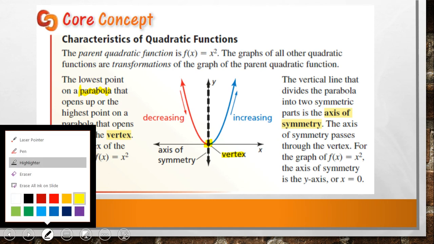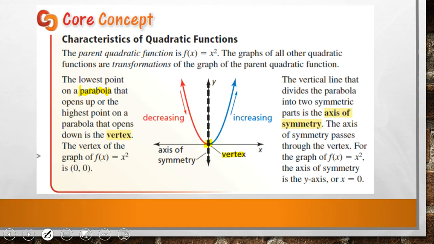Okay? Now we also have this thing called the axis of symmetry. The axis of symmetry is an imaginary vertical line that divides the parabola into two symmetric parts because parabolas are symmetric. Okay, and that's referred to as the axis of symmetry. The axis of symmetry goes through the vertex. Okay, and for this graph, the axis of symmetry is a line, x equals 0. So the axis of symmetry is a line, the vertex is a point. This parent function has a vertex of 0, 0.